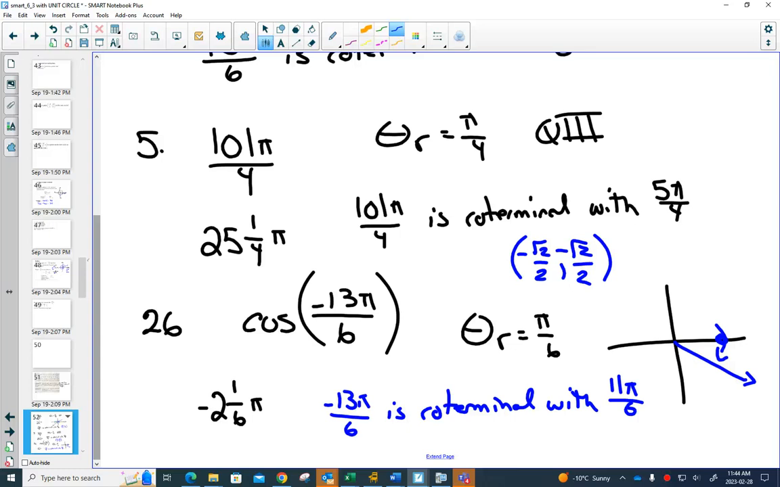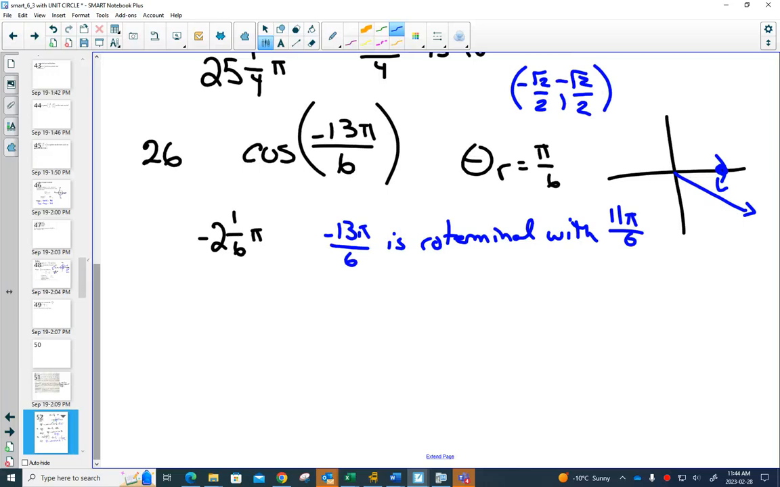Then I would figure out what is cos of negative 13 pi over 6. It's going to equal, well, it's in quadrant 4, it's positive. Since sine of pi over 6 is 1/2, cos of my pi over 6 family is root 3 over 2.